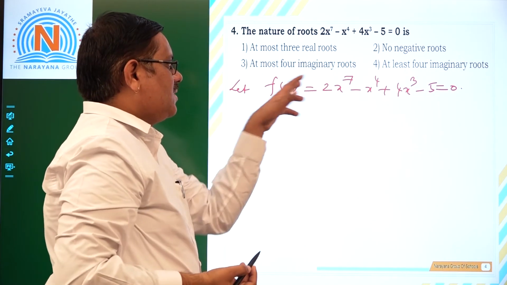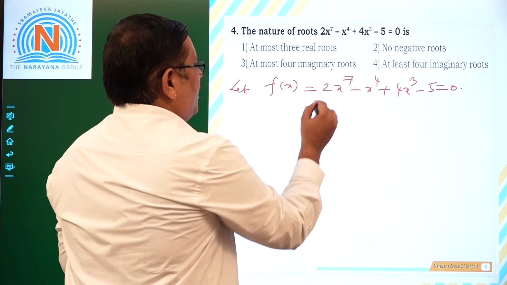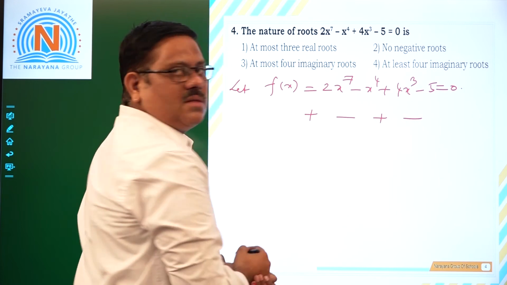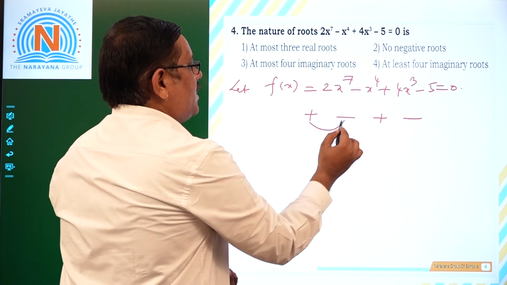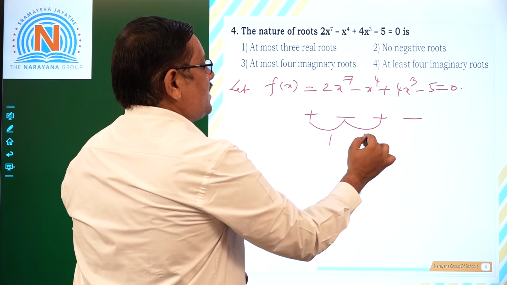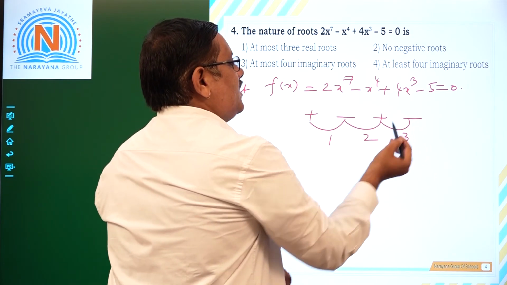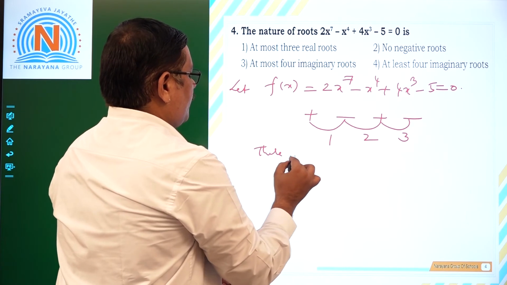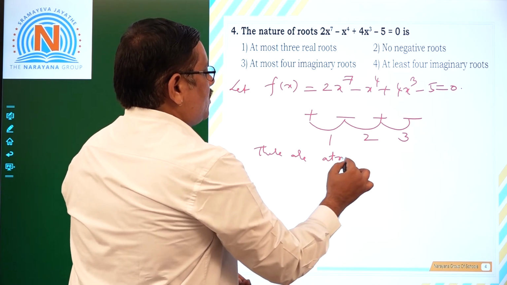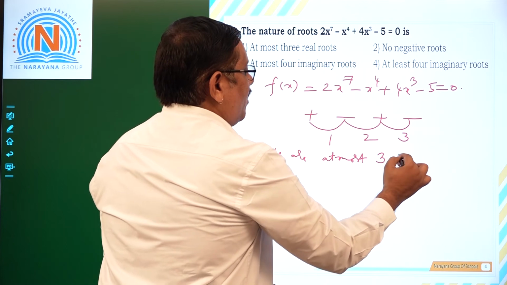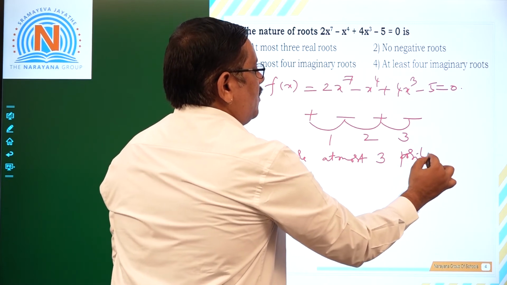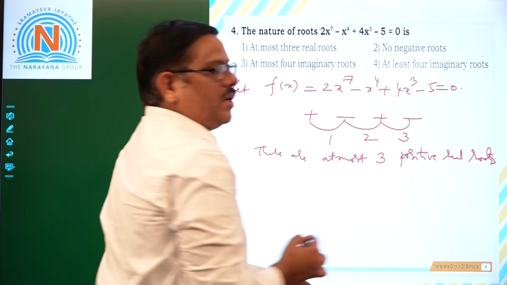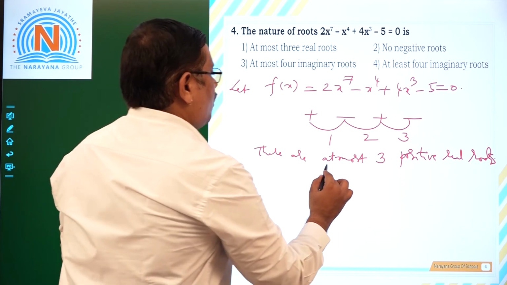Let us observe the sign changes in f of x. What are they? It is plus, minus, plus, minus. If you observe here, plus to minus, there is one change. Minus to plus, there is a second change. Plus to minus, that is the third change. There are 3 changes. Okay, so there are at most 3 positive real roots. Positive real roots are 3 in number, at most, that too. At most 3.